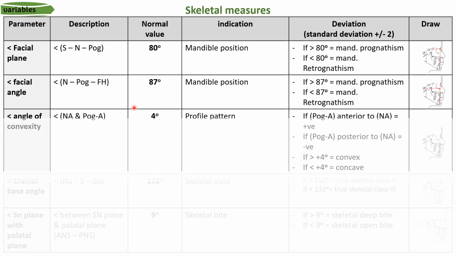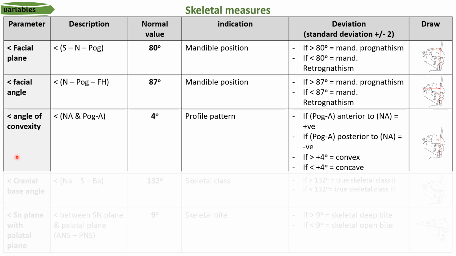Angle of convexity extends between the NA plane and the pogonion-A plane. The mean value is 4 degrees. If it increases, it means that the face or the profile is convex, and if it decreases, it means that the face is concave. Also, note that it can be a positive or a negative value depending on the positions of the two planes. If the pogonion-A plane is anterior to the NA plane, then it is positive, and if the opposite, it will be negative.